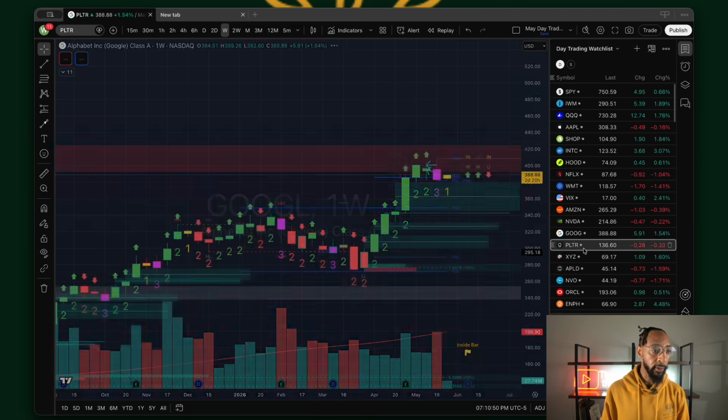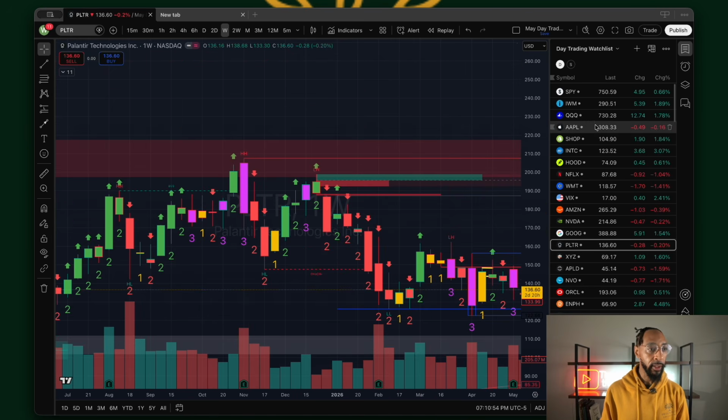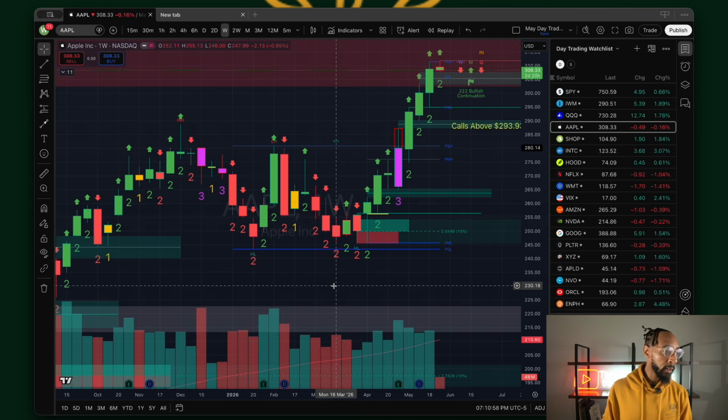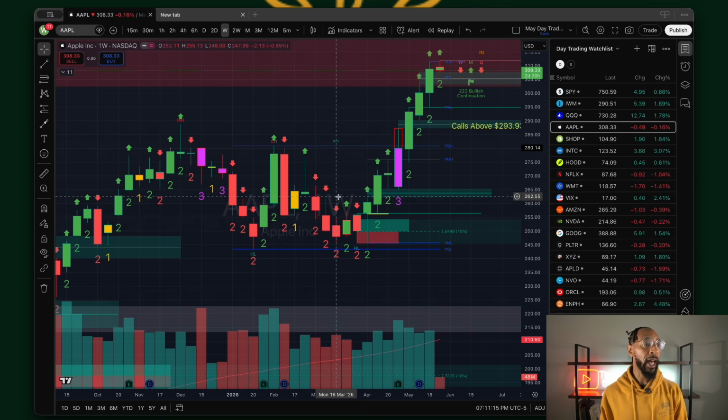Let's go find Palantir. They've been kind of playing around lately. But let's look at Apple. Let's see on the weekly. On the weekly, a failed 2 down right here. We got entering right here at 256. You could say right here is your next take profit and then right here. So from 256 to 262, that's $6 right there.